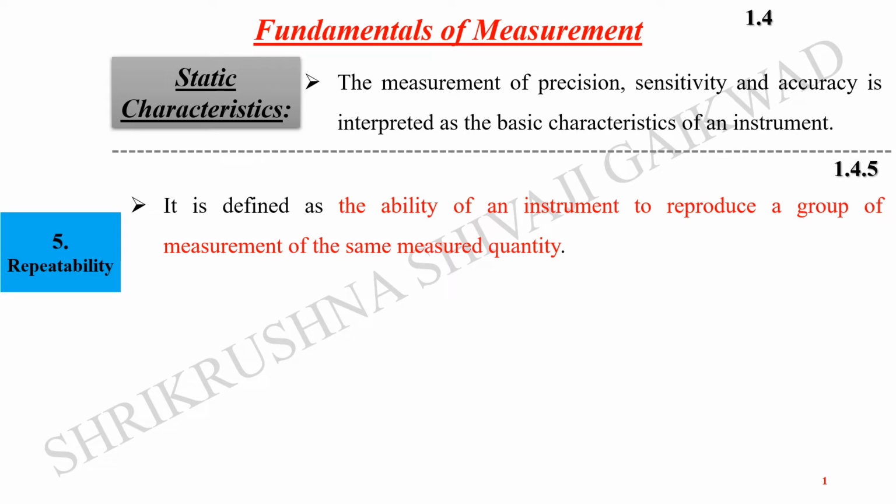It is defined as the ability of an instrument to produce a group of measurements of the same measured quantity. Means the same measured quantity will be measured a number of times, provided that the physical parameters or the experimental conditions are kept the same. Then we can have the repeatability of the measurement.